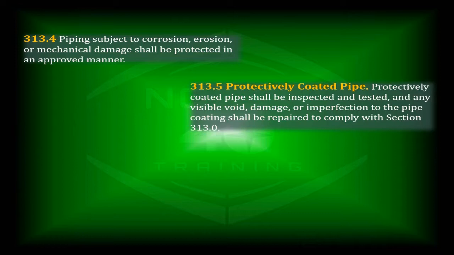So 313.5 talks about that, protectively coated pipe. Protectively coated pipe shall be inspected and tested, and any visible void, damage, or imperfection to the pipe coating shall be repaired to comply with section 313.